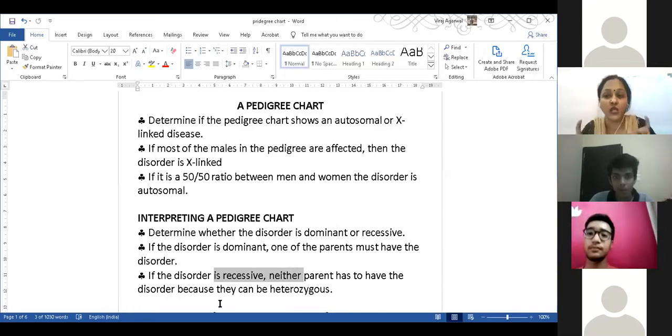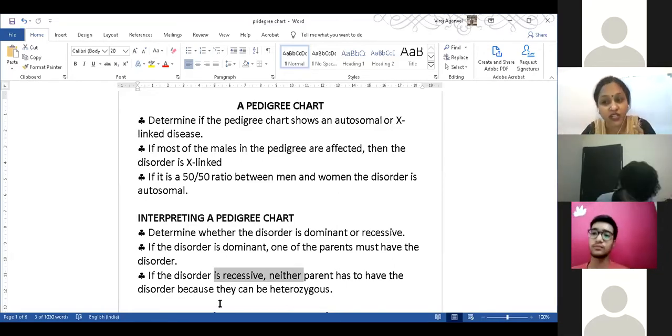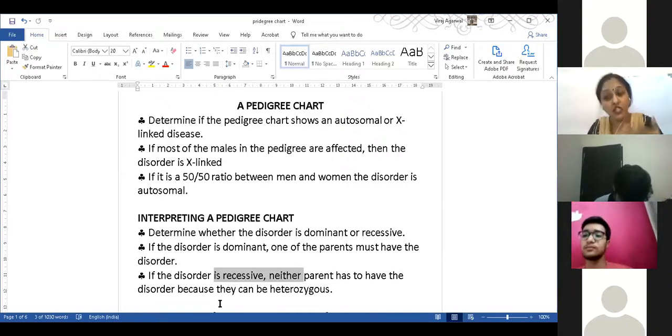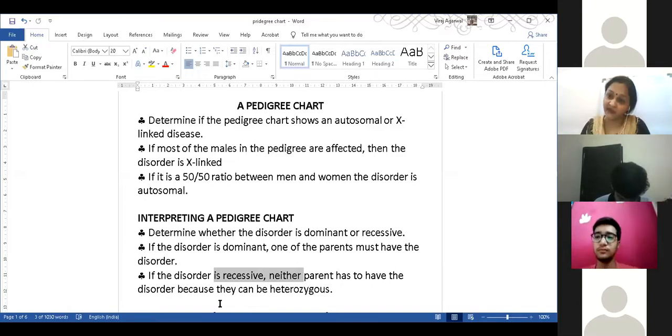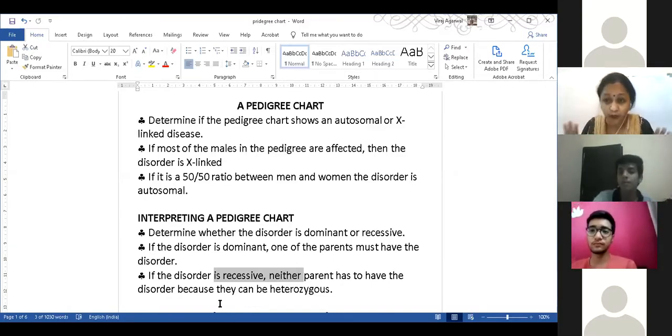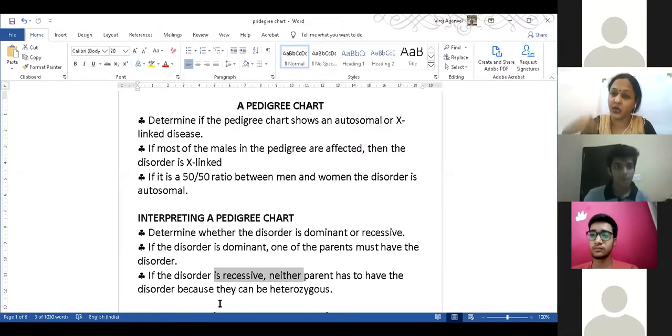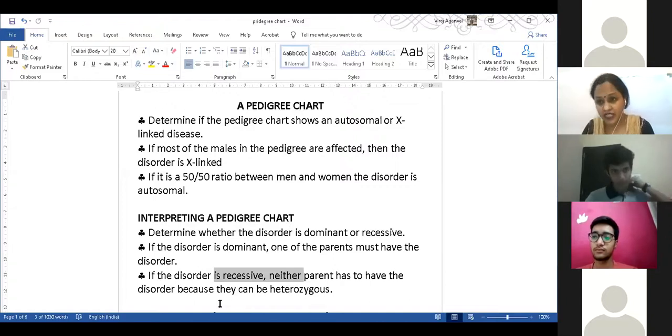उसके लिए what you will do, you will count the number of affected males, colored-up squares. अगर the number of males which are affected are much more than the number of affected females, so chances are, again, please, 100% surety तब भी नहीं होती है. It is a ruling out method. ठीक है, तो तब भी ऐसा हो सकता है कि प्योर ऑटोसोमल डिजीज निकल जाए, बट द चांसेस आर मोर देन 50% चांसेस आर दैट इट विल बी अ X-linked trait.